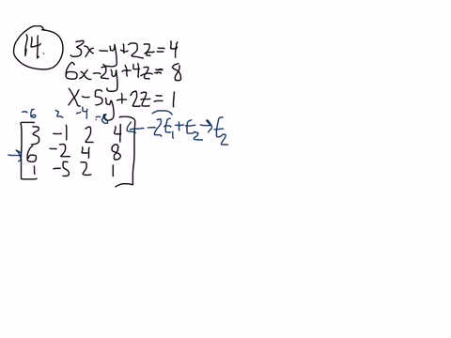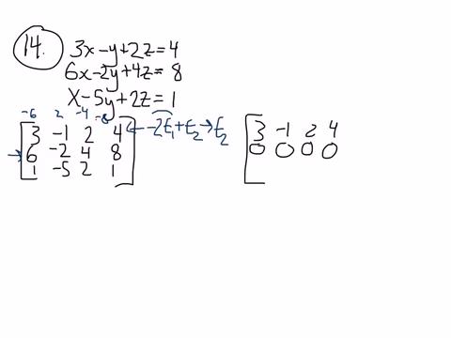All right, so let me add those together and see what I have. I know that the first line stays as it is. So 3, -1, 2, 4. Add these together. That becomes a 0. These become a 0. -4 plus 4, that becomes a 0. -8 plus 8, that becomes a 0.